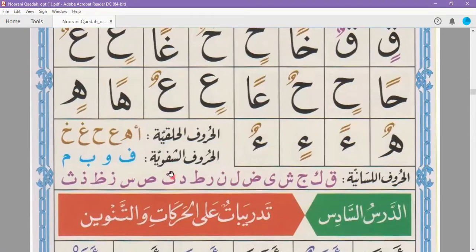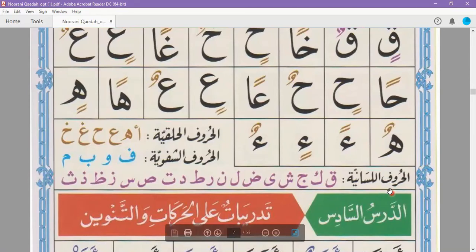Next, al-huruf al-shafawiyya, the lip letters: fa, waw, ba, and mim. Now these two are very important because the rules of noon depend on the throat letters, hamza, ha, ain, ha, ghain, kha, and others too. And the rules of meem depend on the lip letters, fa, waw, ba, and meem. You have to memorize these letters if you want to understand the rules of noon sakina and meem sakina perfectly.